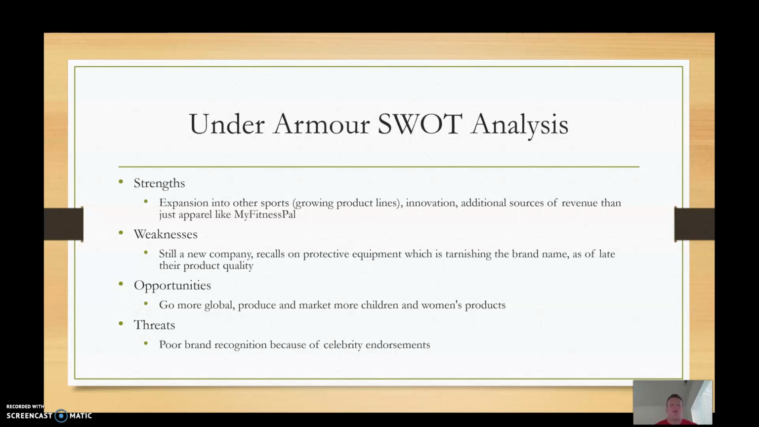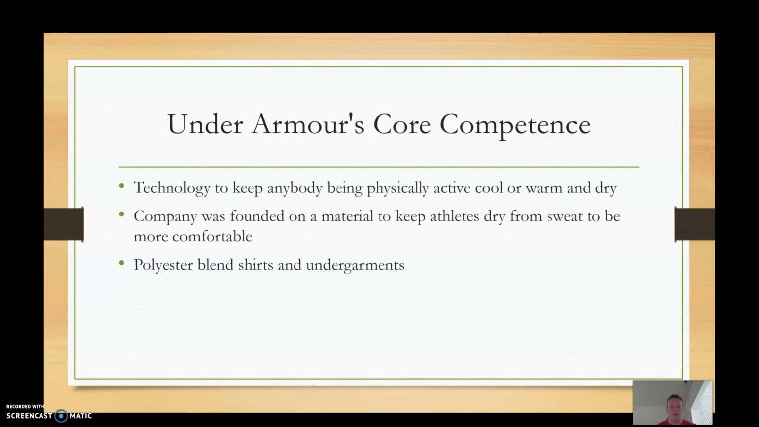They can go more global to compete with Nike and Adidas. And then another big place I think they can improve on is children and women's products, as they fall behind there, even though they have some of the biggest women stars in the world, like Lindsey Vonn and Giselle Brady, who's Tom Brady's wife. And then threats: poor recognition, just because they don't have as many celebrity endorsements as, say, Nike and Adidas.